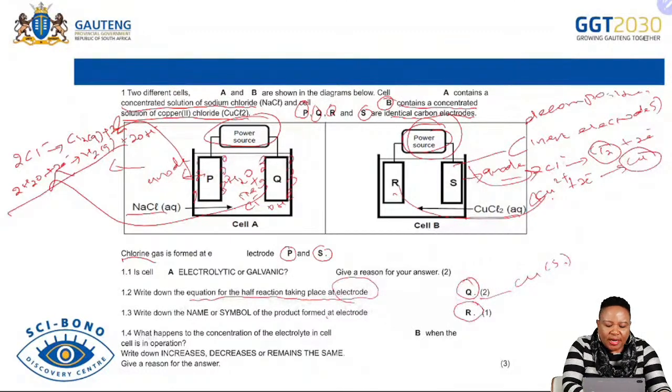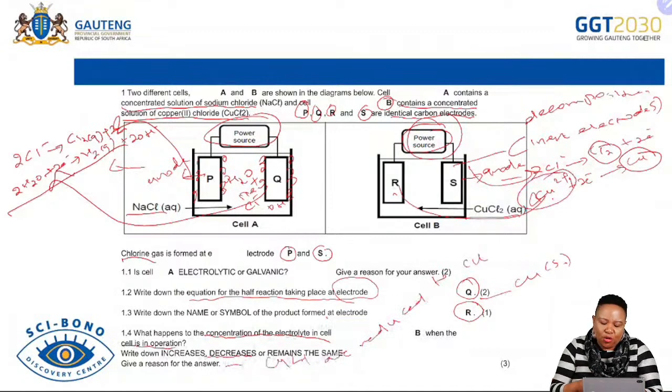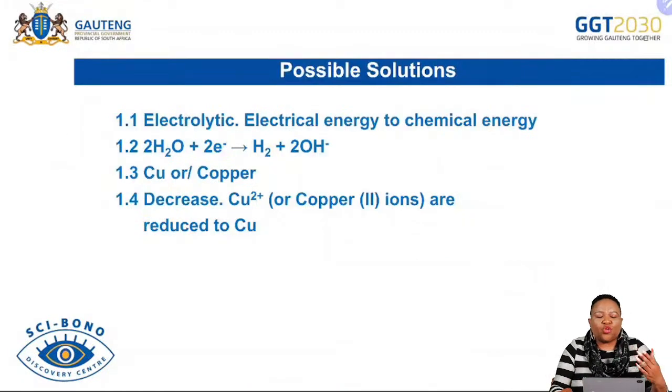And then what happens to the concentration of the electrolyte when cell B is in operation? At cell B, we are using copper 2+ ions and turning them to copper. So we expect the concentration of the electrolyte to decrease because the copper 2+ ions are reduced to copper. As you can see, most of our questions are just repeating. As long as you know what is expected of you, you will be able to answer any other question.